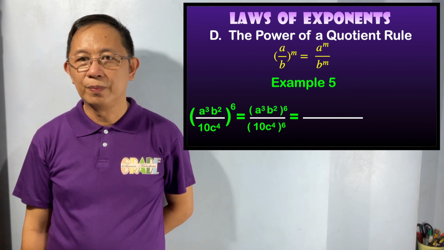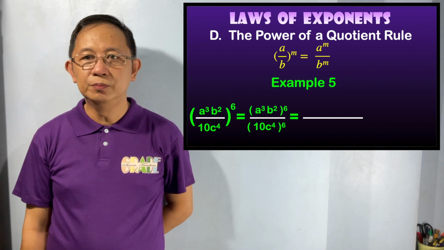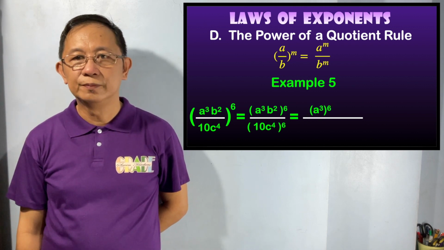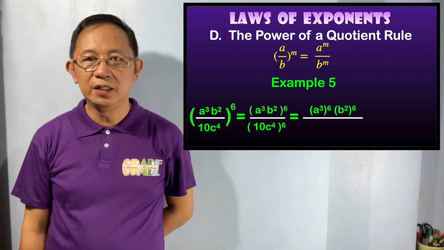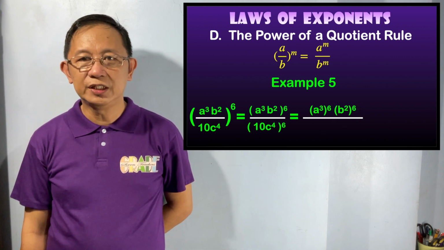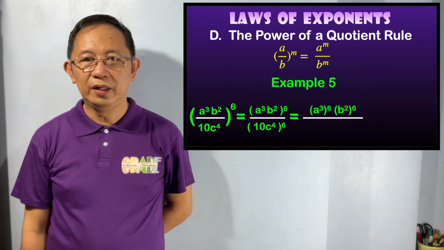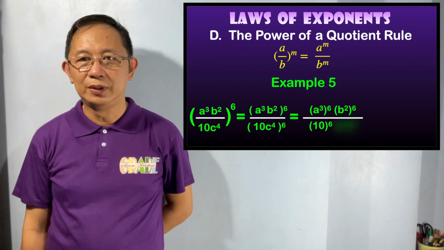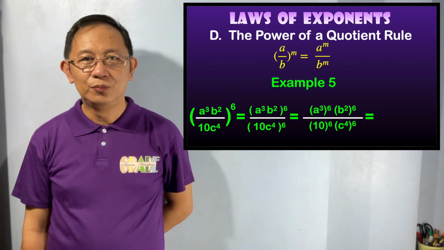So ito yon. Share 6 to a cubed and share also 6 to b squared. Ganon din ang gawin natin sa denominator. Share 6 to 10 and share 6 to c to the 4th power. And then, simplify.